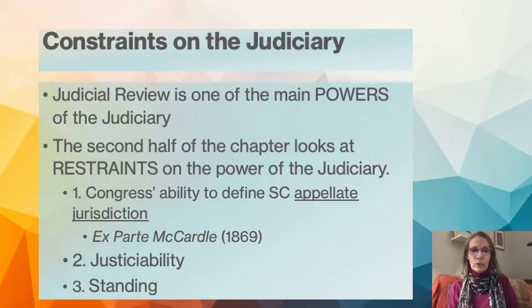I'm going to leave it to you to read in the textbook about the way that Congress has the ability to define the Supreme Court's appellate jurisdiction. And I'd be more than happy in office hours or at any time to discuss the post-Civil War case called Ex parte McCardle, which is a pretty cool case, but we're not going to cover that in lecture. So let's take a look at justiciability and standing.